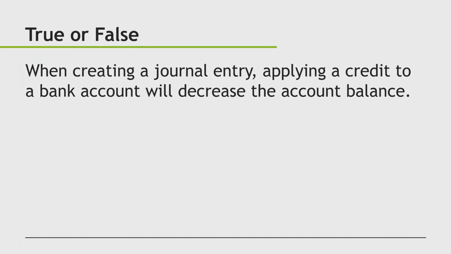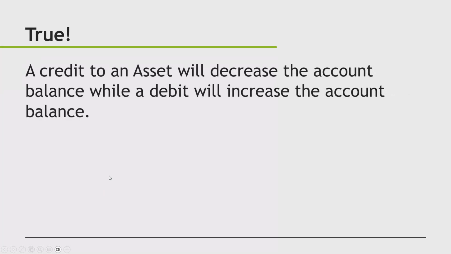So it looks like the majority of us said true, and you're right. A credit to an asset will decrease the account balance, while a debit will increase the account balance. And that's a little bit of what I was mentioning earlier. Don't get hung up on the words debit and credit and what you might traditionally think about them. That's really not true when it comes to accounting. Debit and credit truly just mean left side and right side of the transactions, and different types of accounts are affected in different ways by debits and credits. I encourage you guys to check that chart out if you're just not sure on that.